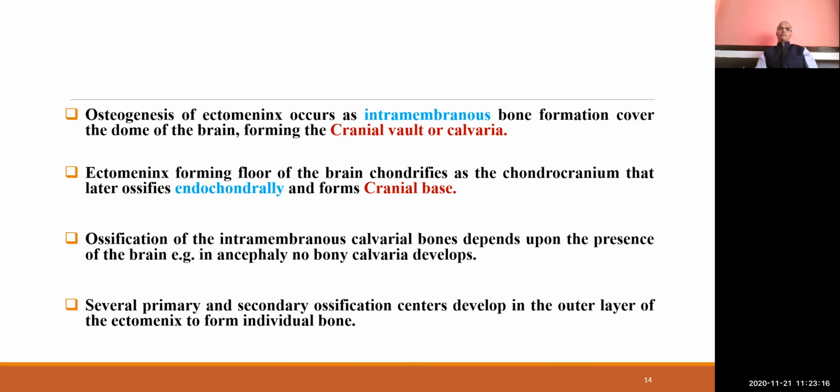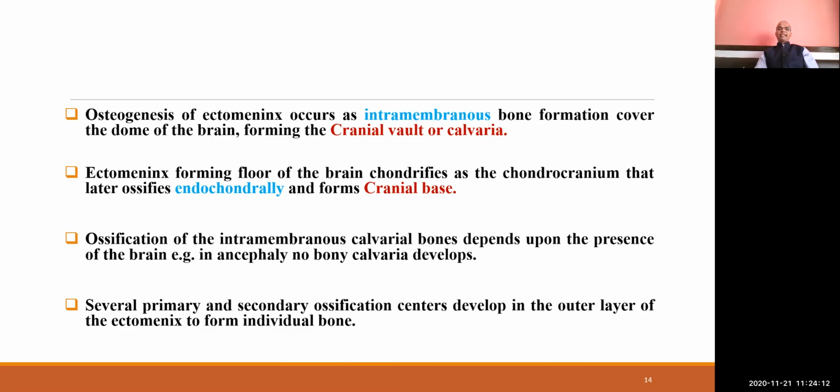So the upper part or dome of the brain, which forms the cranial vault, is intramembranous. Whereas when the ectomeninx forms the floor of the brain, it chondrifies as the chondrocranium that later ossifies endochondrally and forms the cranial base. So ossification of the intramembranous calvarial bones develops upon the presence of the brain. It means if the brain is absent, then no calvarial bone develops. If the brain is present, then the cranial walls will develop.